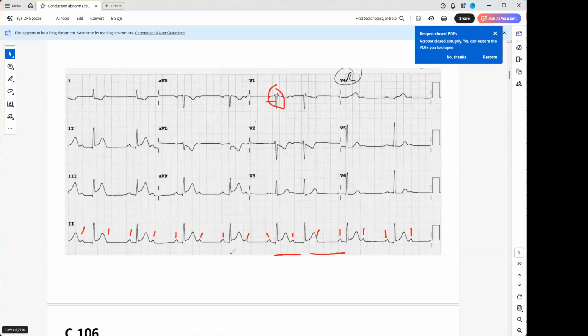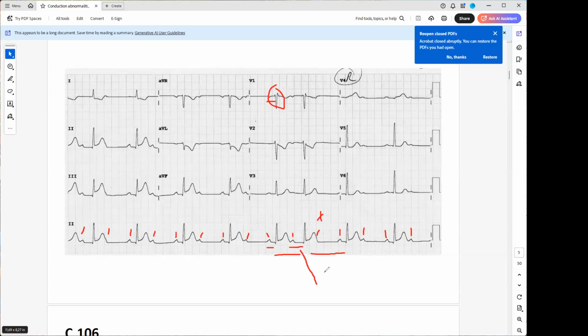Now, let's look at lead number two. It means that not every P is conducted. Looks like here that every second is conducted, yes? However, if you had 2 to 1 AV block, that should be rhythmic, yes? It should be rhythmic because the PR is constant. The last PR is the same as the first PR. Now let's see here. Here, especially, I think this is the unconducted one, that is very bad. You can see it doesn't have a P. And if you are looking at the PR distance, that's getting longer.